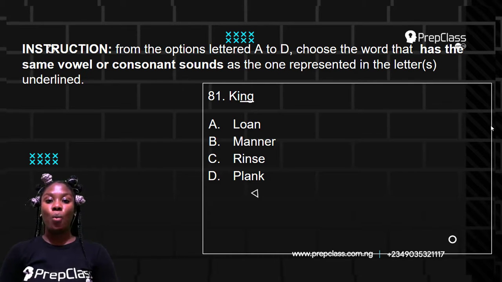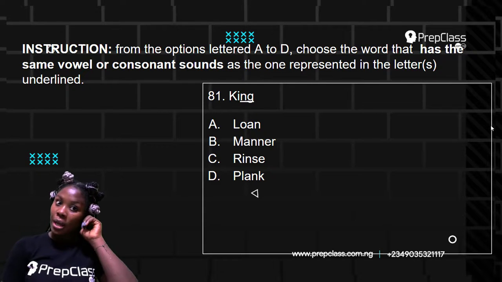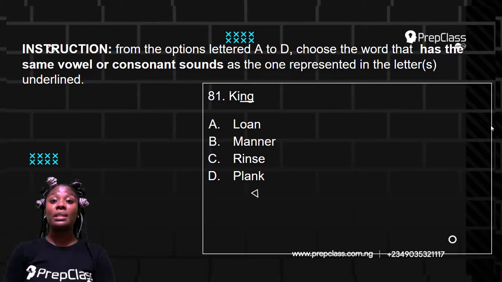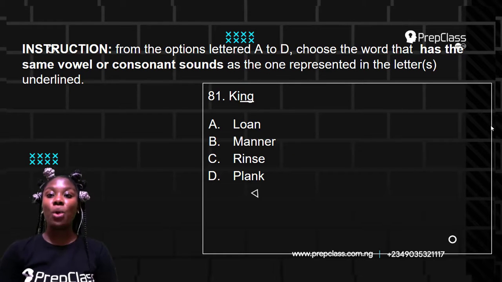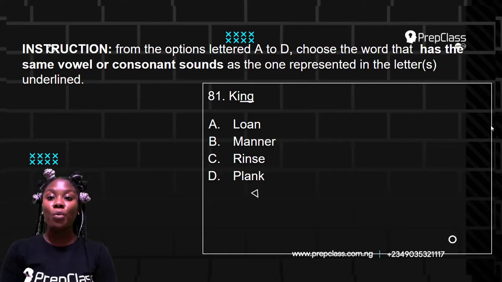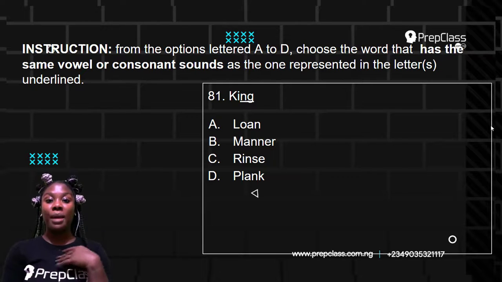Straight up to where we should continue. The instruction here says, from the options lettered A to D, choose the word that has the same vowel or consonant sounds as the one represented in the letters underlined. So just like the last learning session, we continue from here.